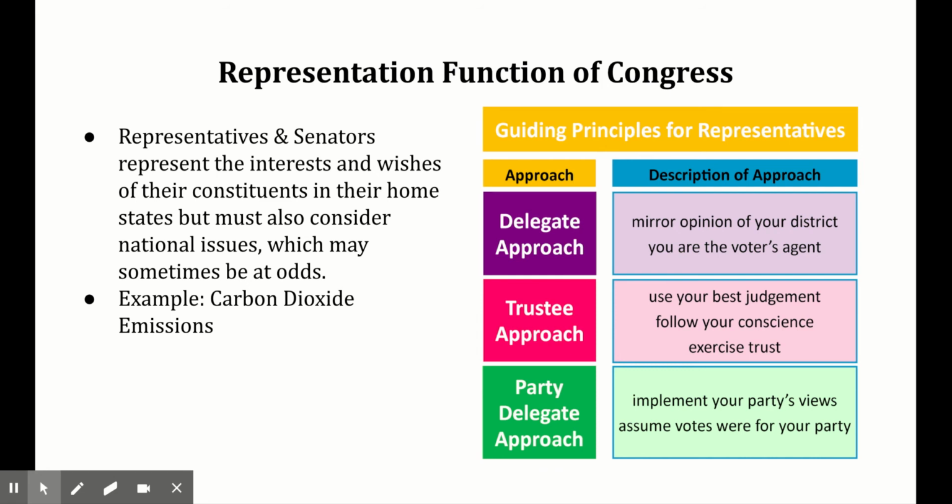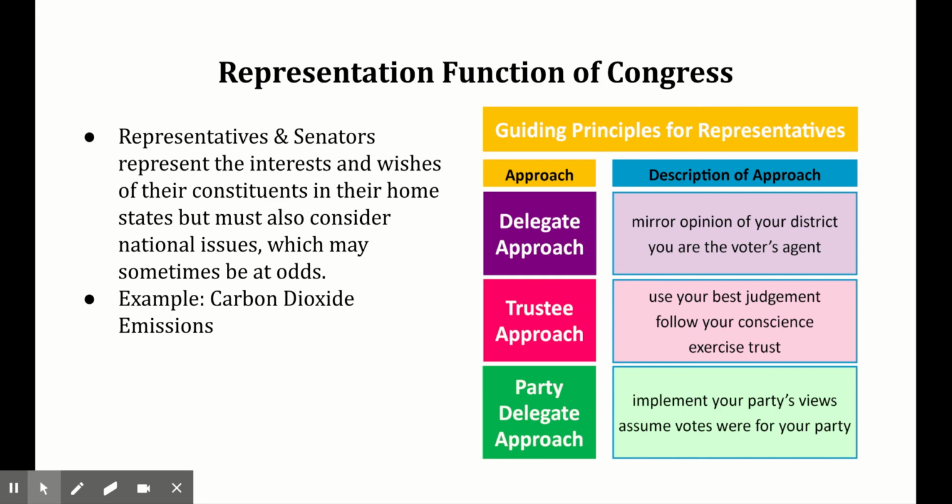However, they are national politicians, so they also have to weigh national issues against Indiana issues. And sometimes there's going to be situations where something might be good nationally, but bad for Hoosiers. A really powerful example of this is carbon dioxide emissions. Most scientists are going to tell you that carbon dioxide emissions are harmful to the environment. They do contribute to climate change.